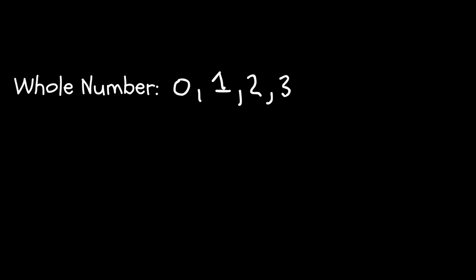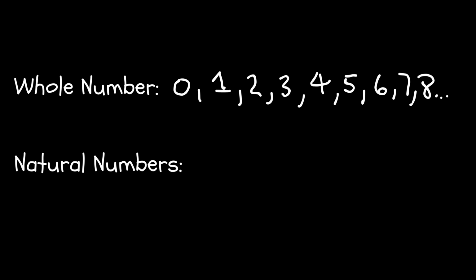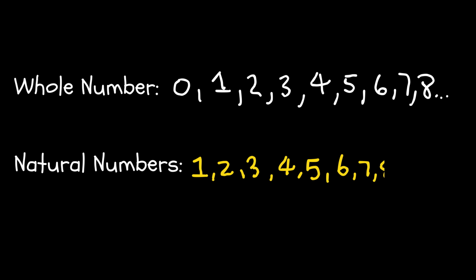In this video, the objective is to learn how to find the place value of a digit in a whole number. So, let's start by understanding what is a whole number. Whole numbers start from 0, 1, 2, 3, 4, 5, 6, 7, 8, and so on. Natural numbers. So don't confuse whole numbers with natural numbers. Natural numbers start from 1, 2, 3, 4, 5, 6, 7, 8, and so on.